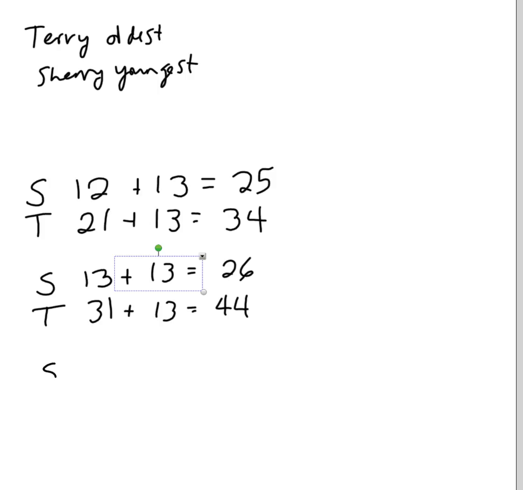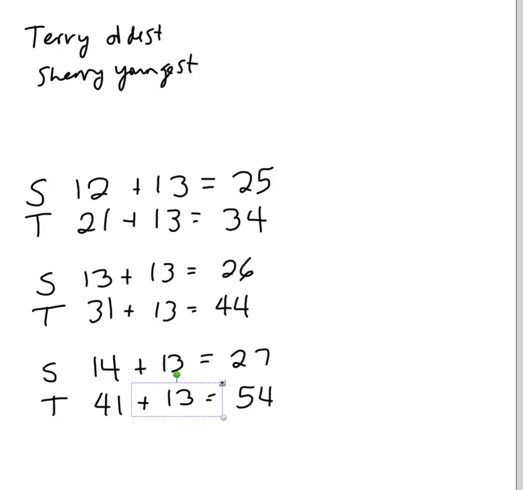So let's try again. Let's try 14. If Sherry's 14, Terry has to be 41. So all it said was to reverse the digits. Then in 13 years, how old would Sherry be? How old would Terry be? And if you look at these, they're double. 27 times 2 is 54. So that means that the answer was 14, that Sherry had to be 14. So guess and check would be a very good method to use for this question.